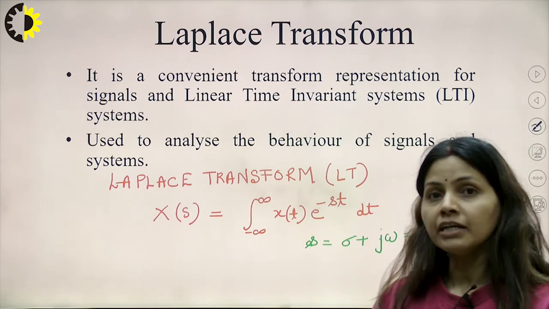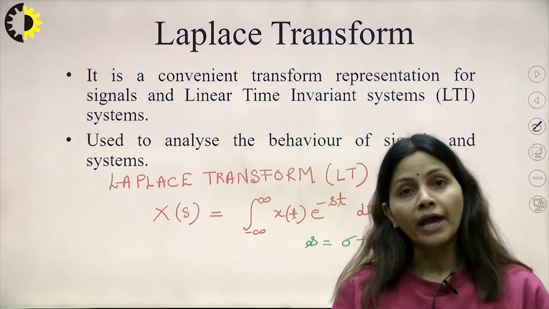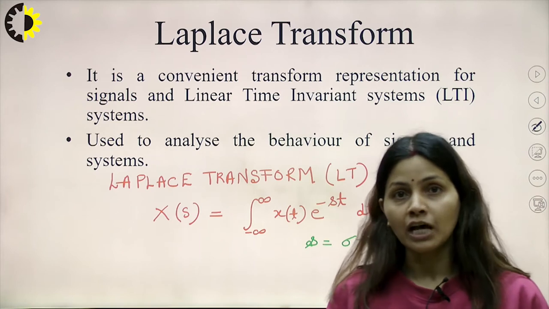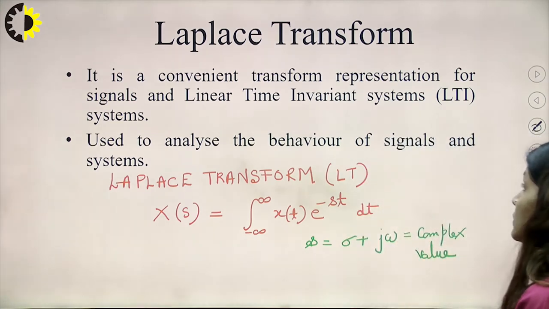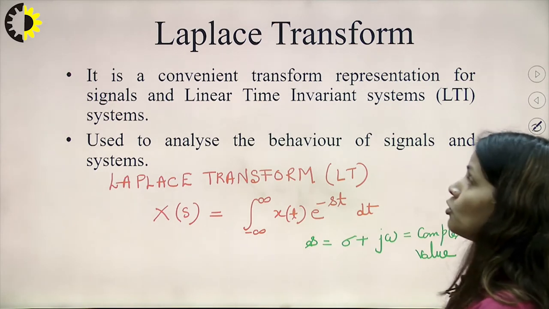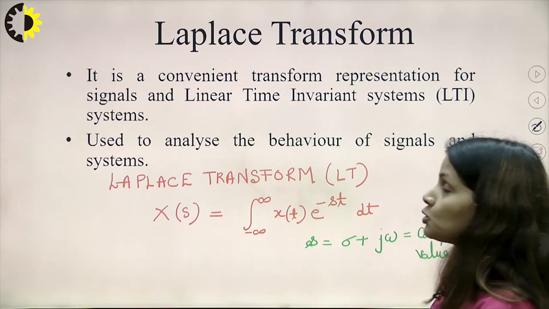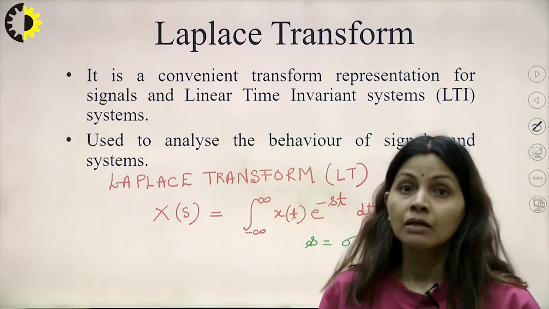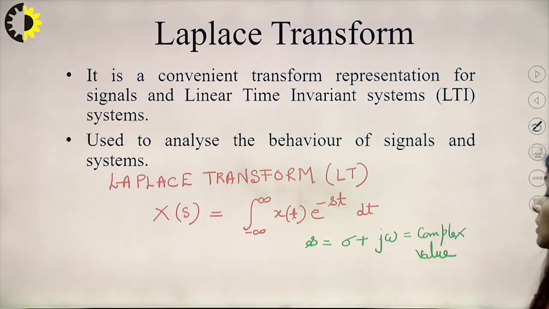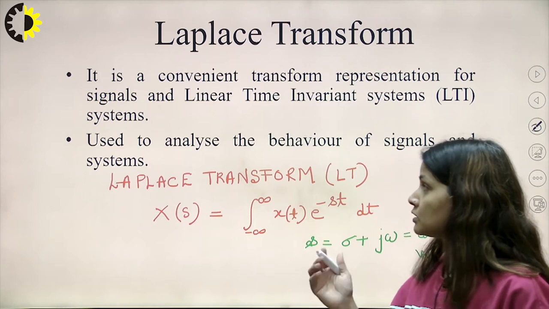Here it is a convenient transform representation, that means it is a transform for the signal x(t) which is defined in time domain and we are converting it to S domain. So it is a kind of transform that we are going to study, and it is a convenient tool to represent the signals as well as to represent and to analyze the LTI systems. It also analyzes the behavior of signals and systems.